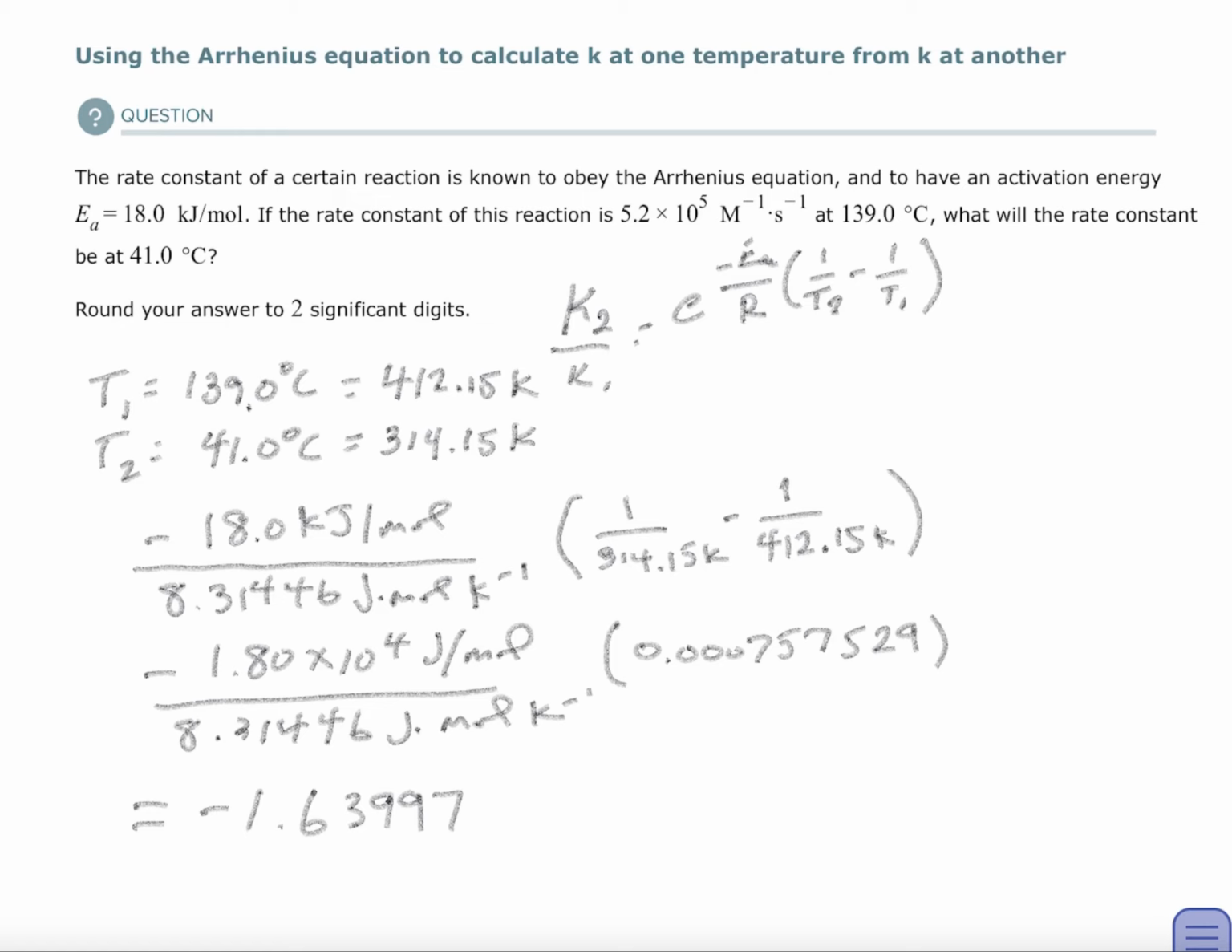And then I simply took a calculator, 1 over 314.15 minus 1 over 412.15. Got it as a decimal, just wrote it as a decimal, and then solved it as negative 1.63997. So it's just a big bunch of numbers. You multiply, divide, whatever.